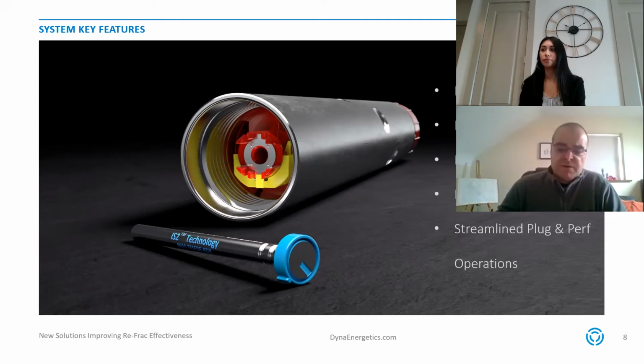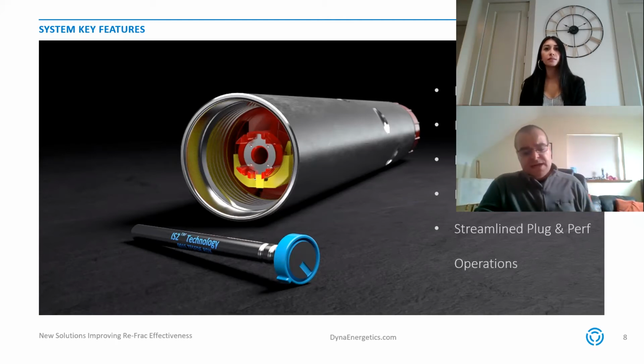So with regards to the system itself, DSEcho, this was a ground-up grassroots approach with every component in the system being purpose-designed and built to work as a system, as a unit. And really this was done to foremost increase safety and also to reduce traditional failure points that we see in plug and perf operations, to increase the reliability overall of the plug and perf system, the ease of use to the user, and ultimately to streamline plug and perf operations.